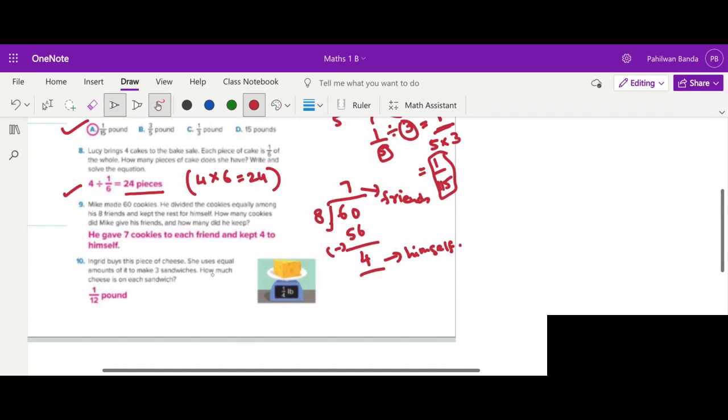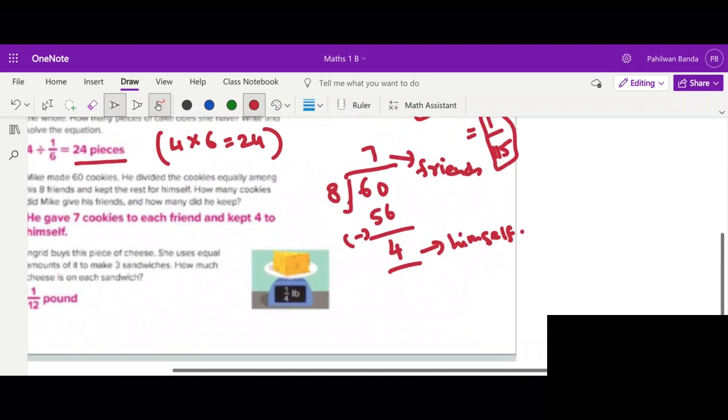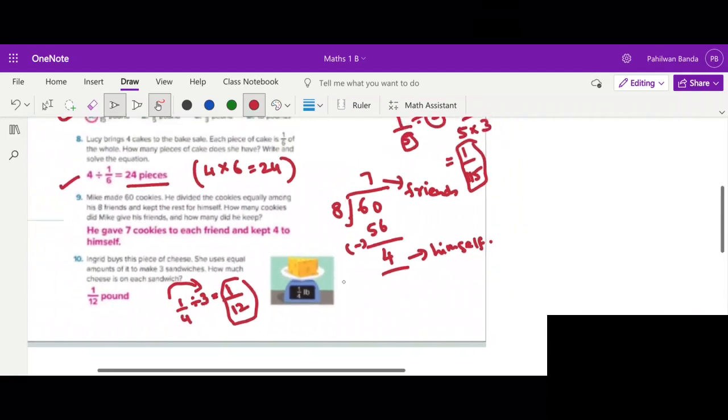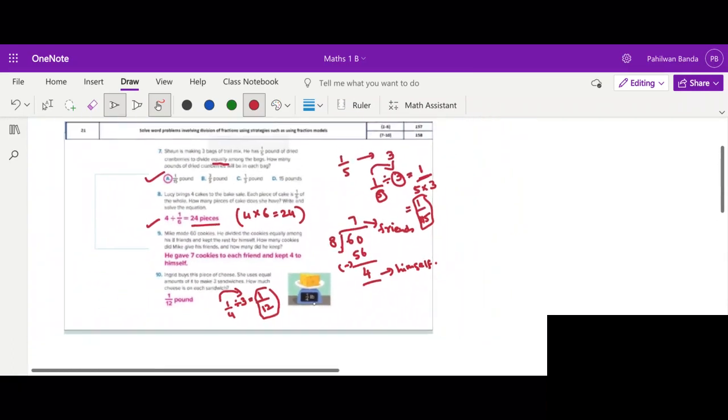Ingrid buys this piece of cheese. She uses equal amounts of it to make 3 sandwiches. How much cheese is on each sandwich? Look at this picture. How much is there here? 1/4. So when you divide the unit fraction 1/4 by 3, how much do I get? 1/12. Because for a unit fraction divided by a whole number, the rule is 1 in the numerator over 3 and 4 multiplied. This is the rule when you are dividing a unit fraction by a whole number.